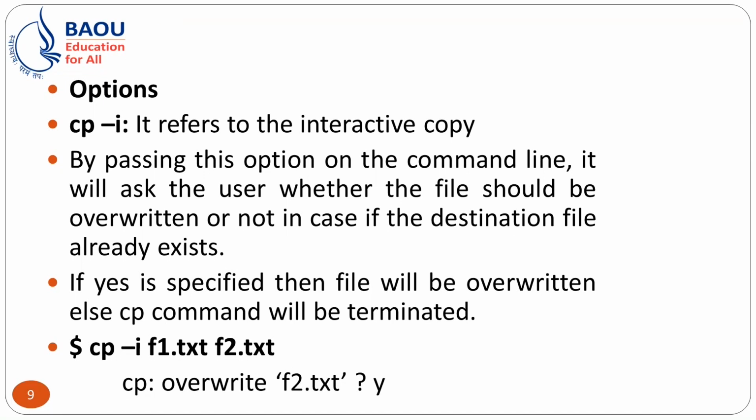But if you are pressing no, in that case simply the command will be terminated and the copy cannot be done, right? So this I option, that is used for interactive, it will ask the user whether you want to copy or not. If you are willing to copy, you have to use yes, and then it will be overwritten, otherwise simply it will terminate the command, right?